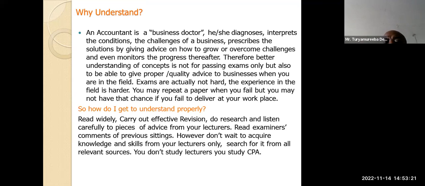However, don't wait to acquire knowledge and skills from your lecturers only. Search for it from all relevant sources. You don't study lecturers, you study CPA. If you are listening to me, understand that you study CPA. When you fail to pass, sometimes you want to say the lecturer did not do his best. Maybe I shift from this training center, I go to another one. You get a lot of handouts from the whole world, and then you have an overload of information and you are not making any step forward. What is important is that you read.